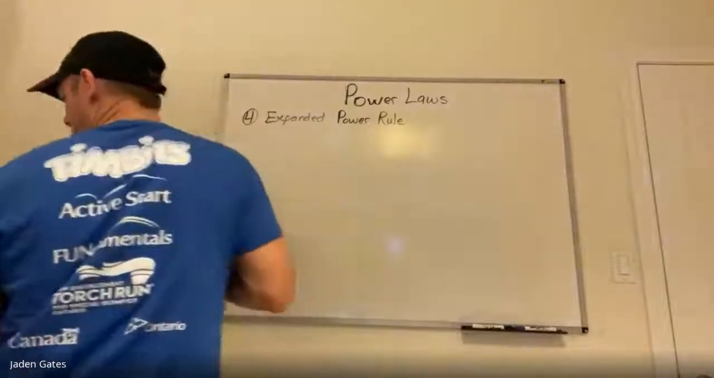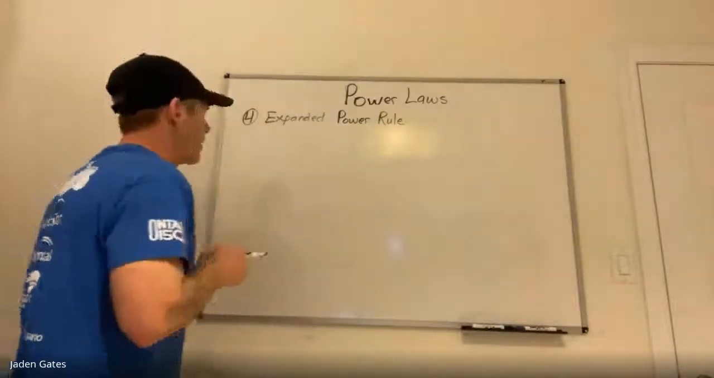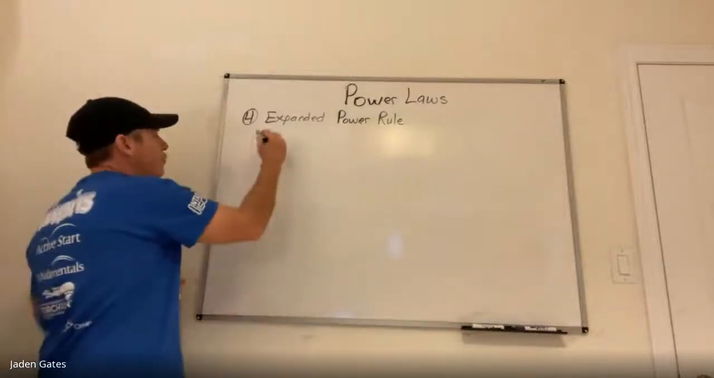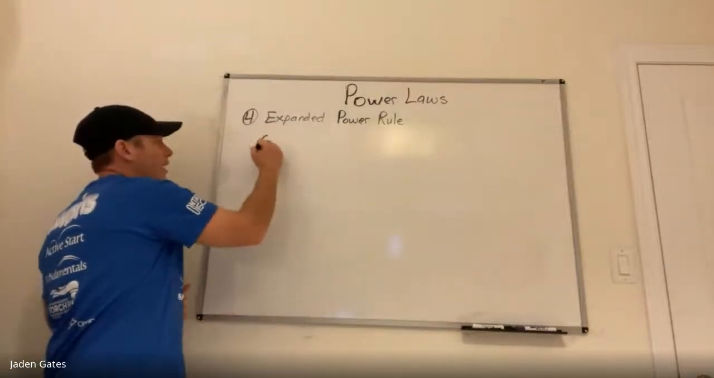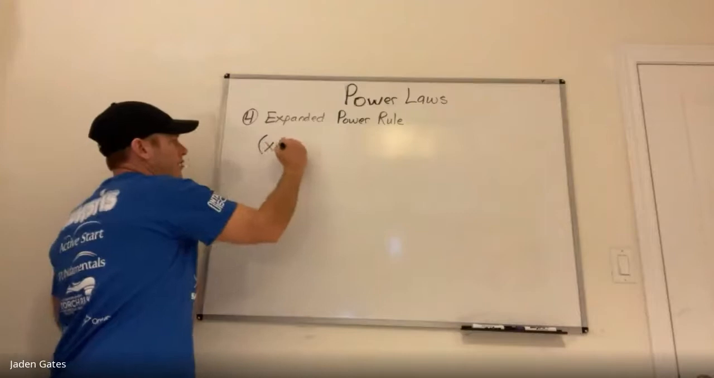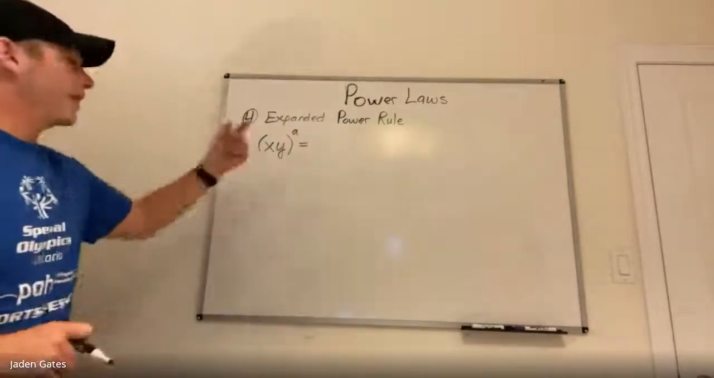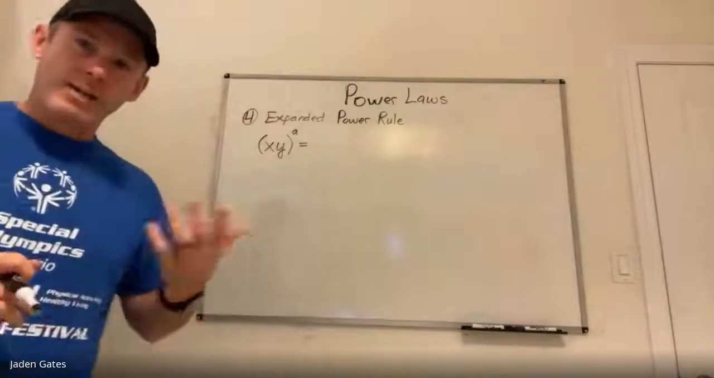All right, so here's the expanded power rule. It looks two different ways, but essentially the concept is the same. If you have two things or more, it doesn't even really matter, but I'm going to say two things to the power of a. So there's my two things. I have a term, an x and a y.